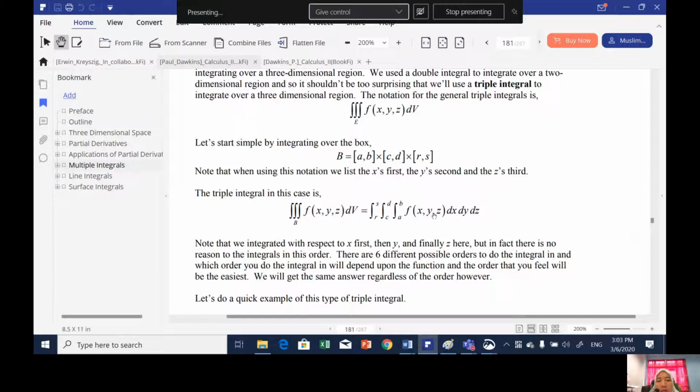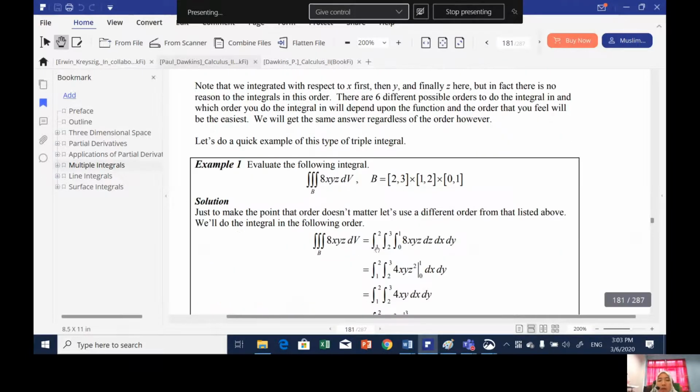In the Cartesian, we have dx, dy, dz referring to the dV. A, B is the limit for the x-axis, C, D is the limit for the y-axis, R, S is the limit for dz, the z-axis. However, we can sometimes have dy, dx, dz, or we can have the triple integral as dz, dx, dy. So we have to change the limits according to the axis. It's very simple.